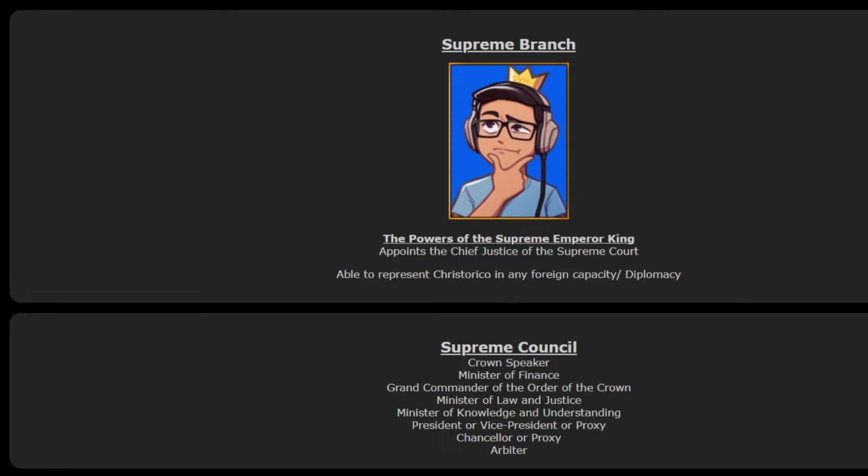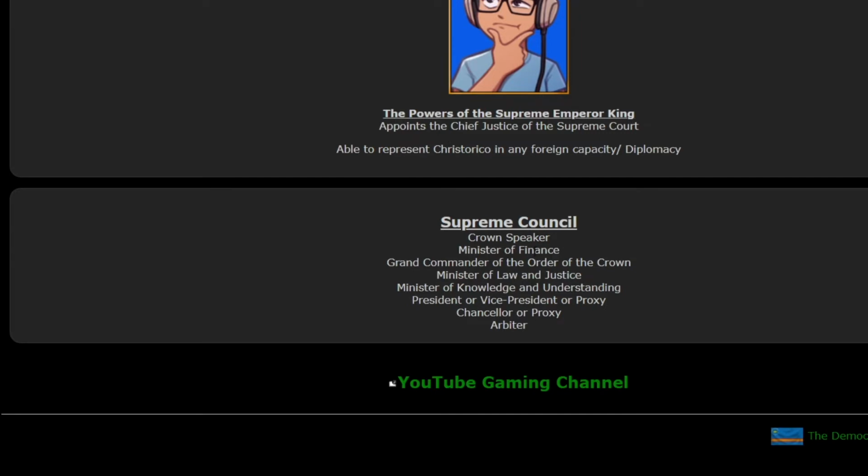And then next, the powers of the Supreme Emperor King. This will be fleshed out and added onto, but for now, I appoint the Chief Justice of the Supreme Court of Christorico, and I am able to represent Christorico in any foreign capacity or diplomacy. And here is my Supreme Council.